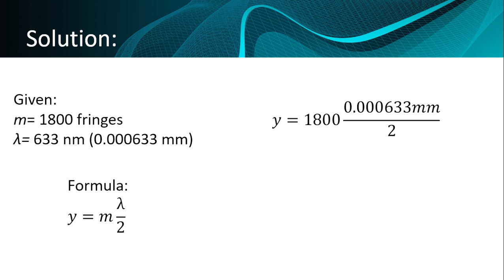So y equals 1,800 times 0.000633 millimeters over 2. y equals 0.570 millimeters. So this is how far the mirror M2 should be moved so that we can have 1,800 fringes shown in our Michelson interferometer.